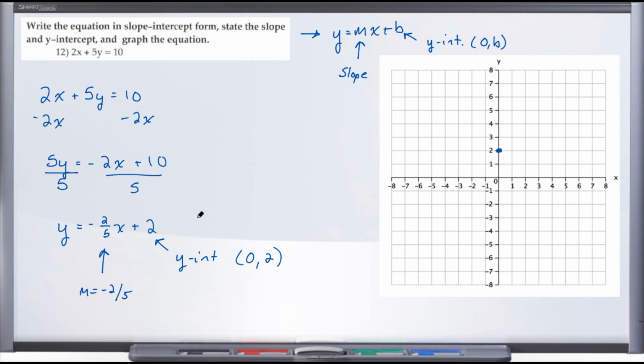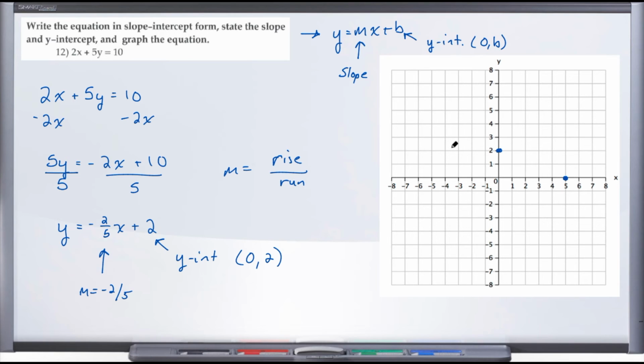And this slope, you'll recall, slope is rise over run. Except in this case, we have a negative. And so instead of rising 2 units, we're going to actually fall 2 units. So we're going to fall 2 units and then run 5 units. So down 2 over 5. And there's our next point.